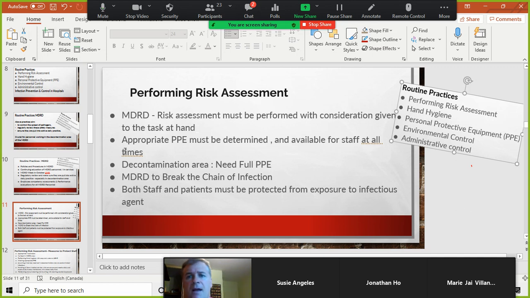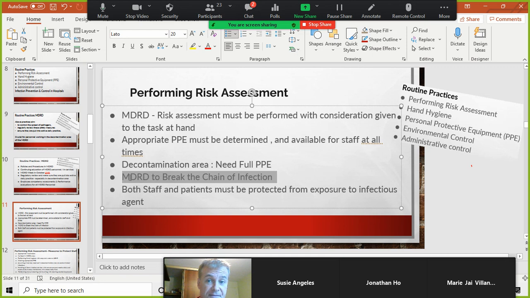Let's go on. Appropriate PPE must be determined and available for all staff at all times. So for every single job, and you have to look at that in a hospital, there's 100 different jobs. Everyone's got their own PPE specified to their position. Okay? Decontamination area, you would need full PPE. Okay? MDRD to break the chain of infection, right? That's the whole point. We just need to break it at one. Both staff and patients must be protected from exposure to infectious agents. And that's just the whole thing.